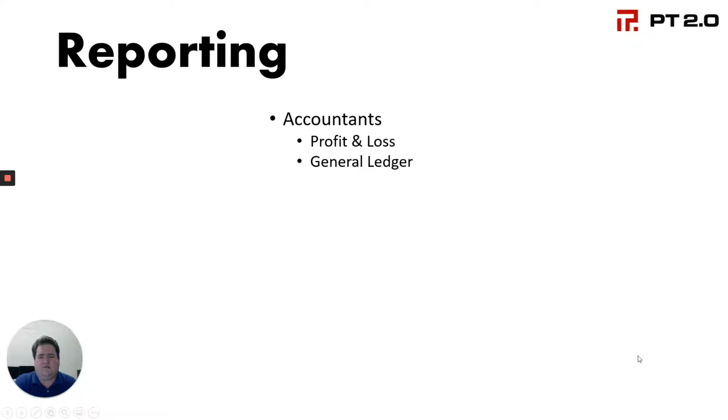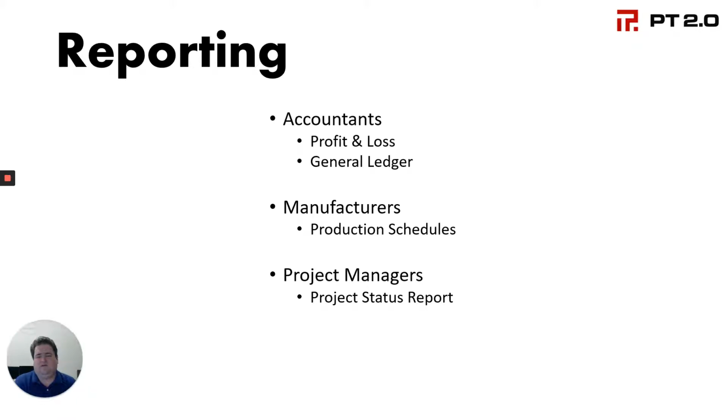So for the accountants out there, it's a profit and loss or a general ledger. For manufacturers, it could be a production schedule. For project managers, it could be a project status report. For a retailer, it could be a sales report. Now, what reports do is list facts. They list balances, totals, and a lot of details that someone has to actually read and analyze themselves to get a better understanding. So they have to build their own insight.